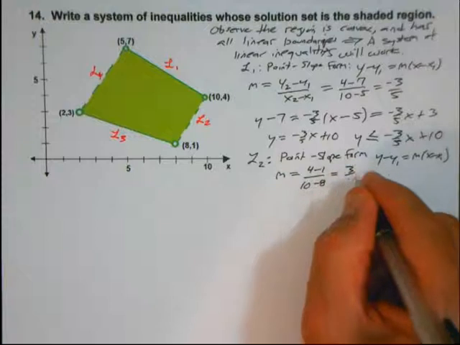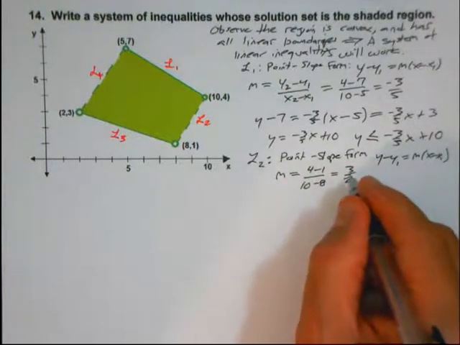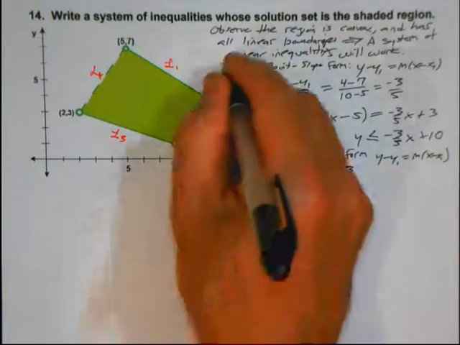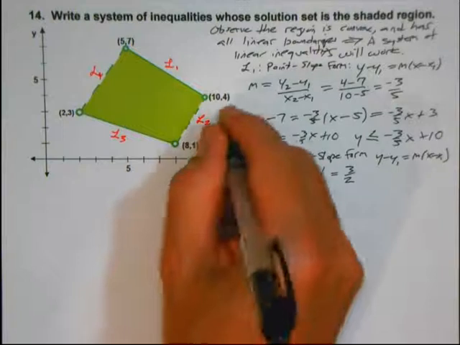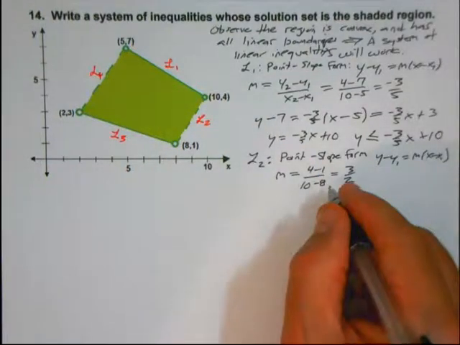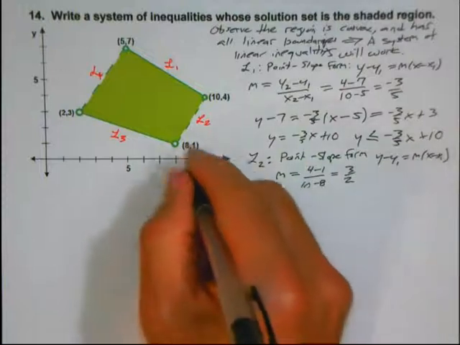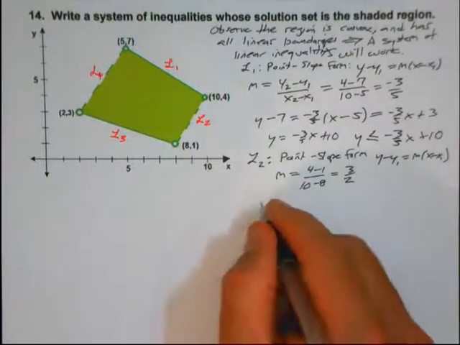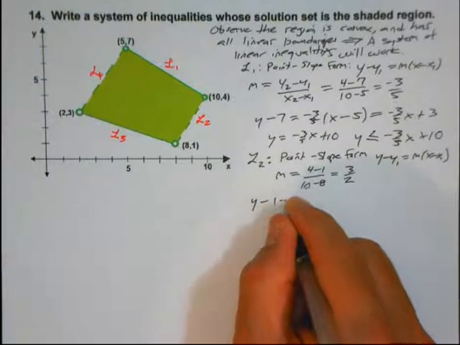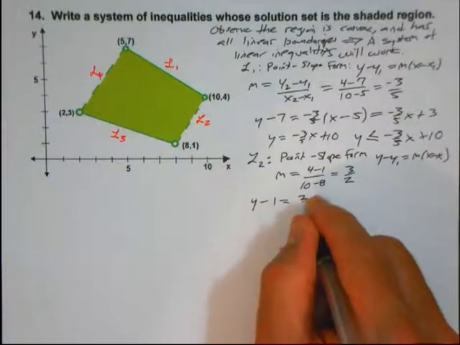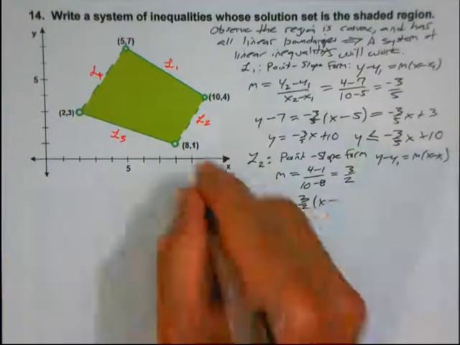Looks like 3 over 2. Now this has a positive slope more than 1, so it should be more steep than the 45-degree angle line. It seems to be the case. This looks good. Keep going. Now, forming the equation, suppose we select this point as the simpler of the two. We have y minus 1 equals 3/2 times x minus 8.